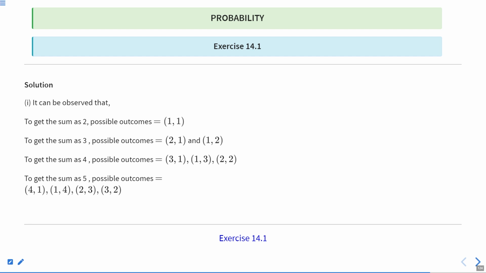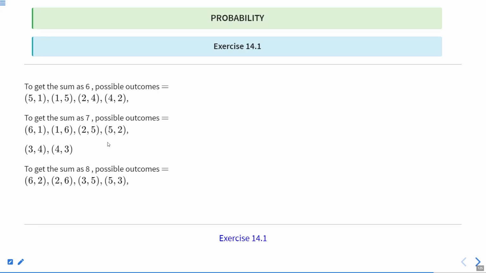So here to get the sum as 5, possible outcomes are 4 comma 1, 1 comma 4, 2 comma 3, and 3 comma 2. Now to get the sum as 6, possible outcomes are 5 comma 1, 1 comma 5, 2 comma 4, and 4 comma 2. And to get the sum as 7, possible outcomes are 6 comma 1, 1 comma 6, 2 comma 5, 5 comma 2, 3 comma 4, and 4 comma 3.